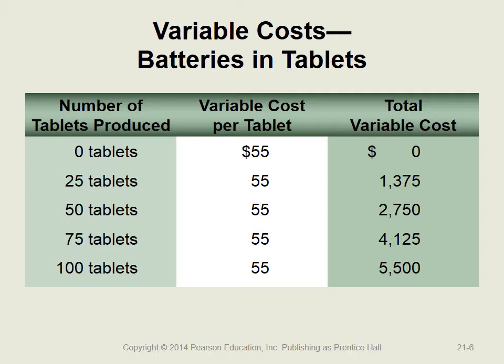Using Smart Touch Learning as an example, the direct materials that are used to make the tablets are a variable cost. For example, each tablet requires one battery at a cost of $55 per battery. This chart shows the cost for batteries at various levels of activity. As you can see, the total variable cost of batteries increases proportionately as the number of tablets produced increases, but the battery cost per tablet does not change.